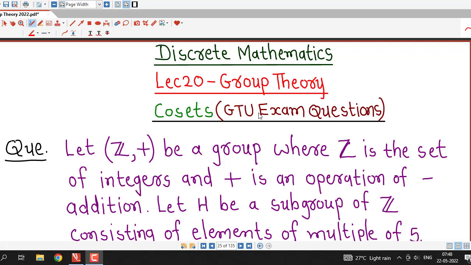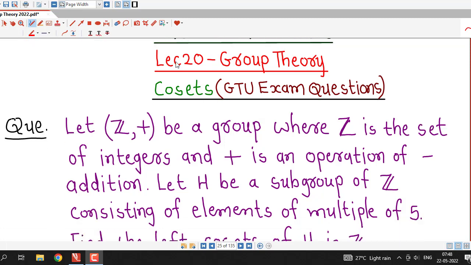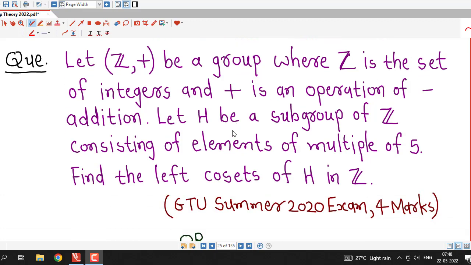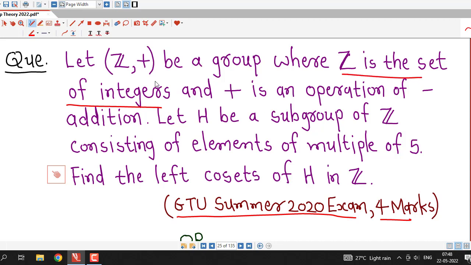In this lecture we will discuss one question on finding left cosets of a subgroup, and this question was asked in GTU Summer 2020 exam for 4 marks. So the question is, let Z with addition be a group where Z is the set of integers, and this plus sign is the operation of addition, that is standard addition.